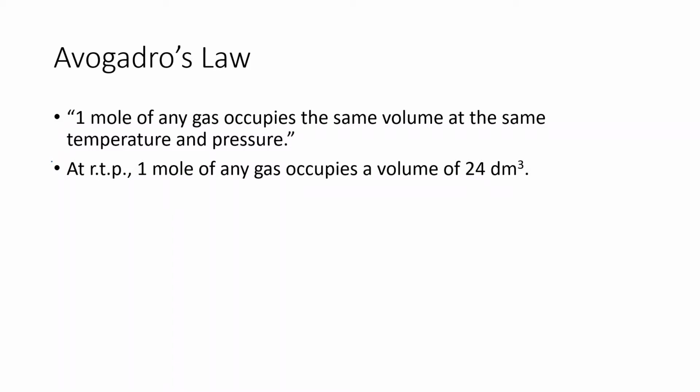So for example, at RTP, which is room temperature and pressure, 1 mole of any gas occupies a volume of 24 cubic decimeters. Room temperature and pressure basically means a temperature of 25 degrees Celsius and a pressure of 1 atmosphere. And a volume of 24 cubic decimeters, this unit may look funny to you, but it has a more common name, which is the liter. So 24 cubic decimeters is basically the same as 24 liters.